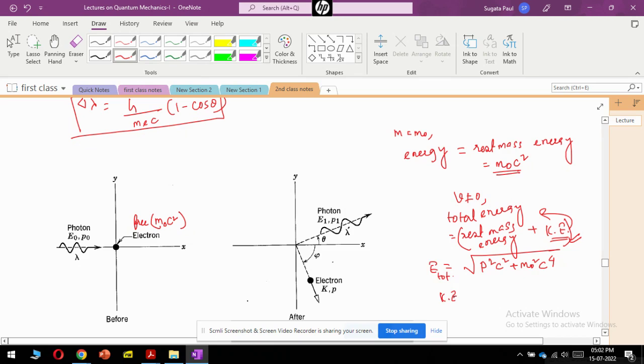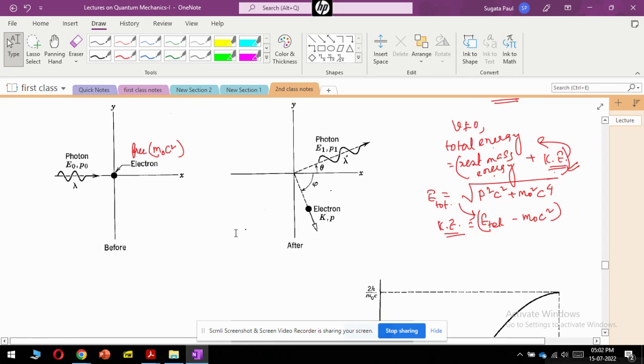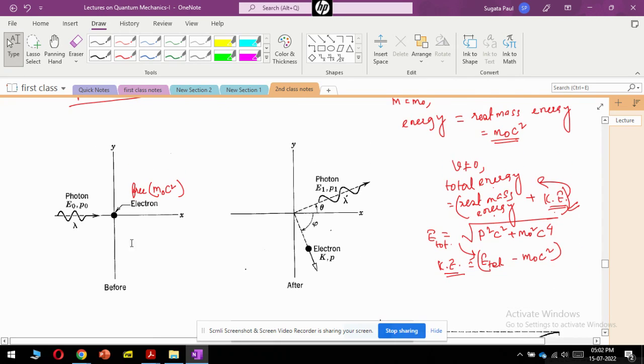And so the kinetic energy will just be E total minus m naught c square, because we already saw that kinetic energy equals total energy minus rest mass energy. Now this is a brief preview that some of you might have needed if you are not from a physics background. Otherwise, these are standard forms that we all know.